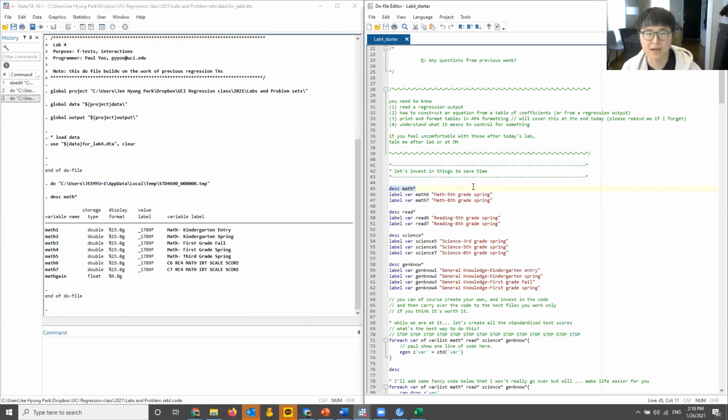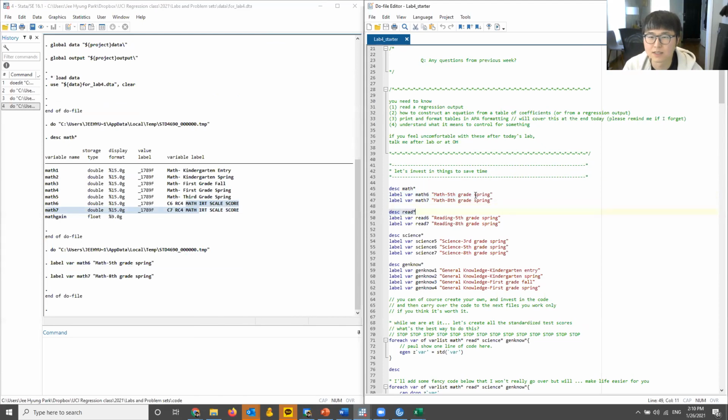If we describe math, we can see that a lot of these are labeled, but not these two. So I've added the labels here. Same thing for read.